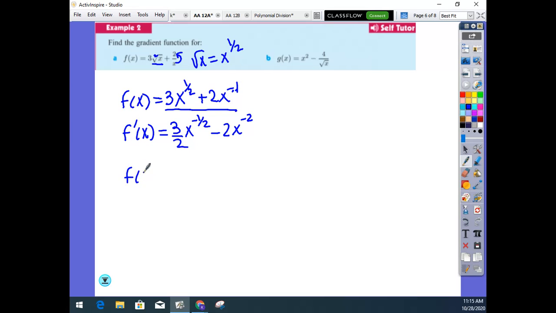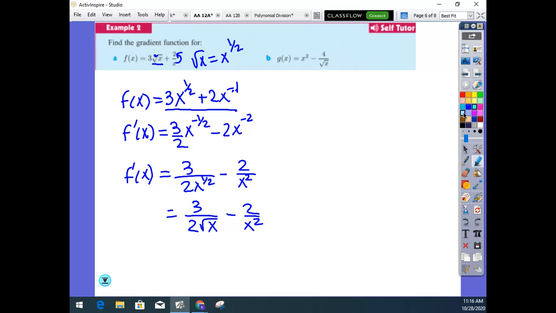Now, let me just show you what this would look like if I wanted to rewrite this. So if we moved everything back to the denominator, the exponents just turn positive. And remember, the 1/2 power we can also write as the square root. Now, I'll tell you that this is fine as a derivative function. All of these are equivalent functions. They're all the same thing. This is the important one to get to, though.